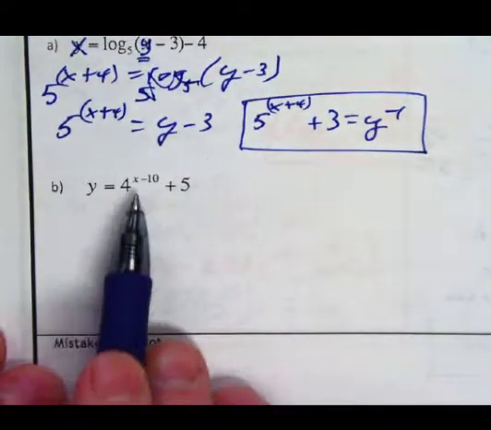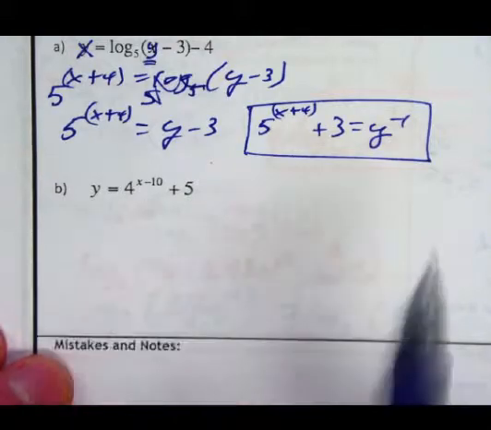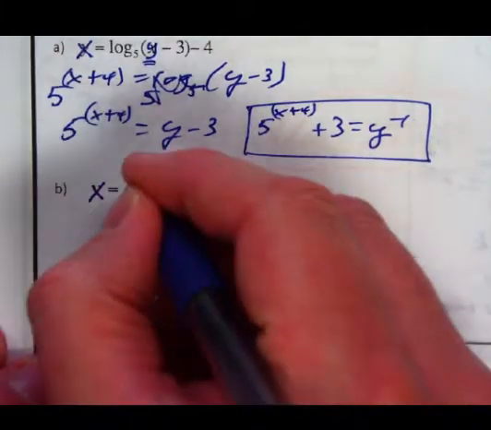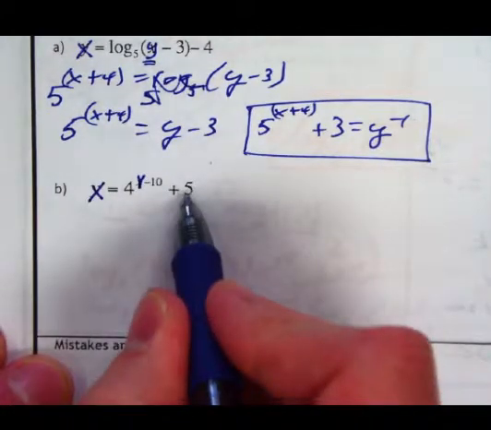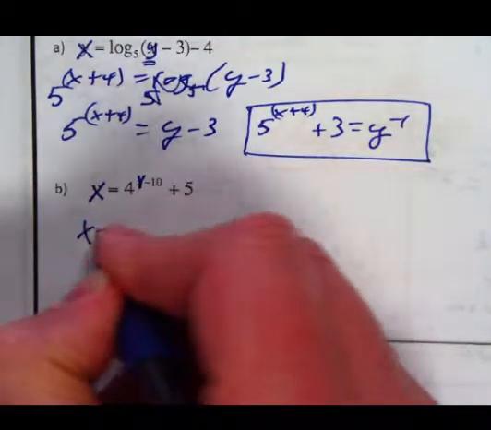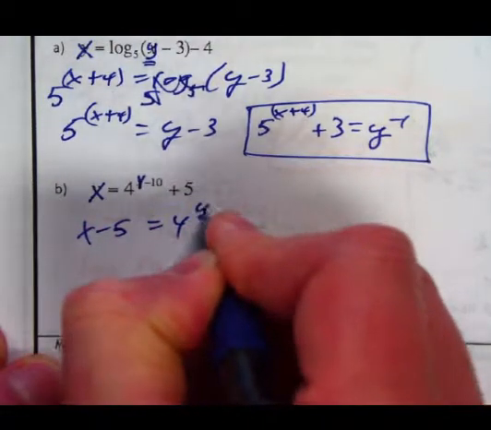This guy down here is an exponential. Its inverse is going to be a log. So let me switch x and y. I'm going to put an x there and a y there. I'm going to move stuff over. Here we go. Move the 5. So I'd have x minus 5 equals 4 to the y minus 10.